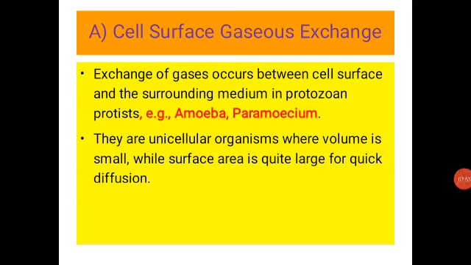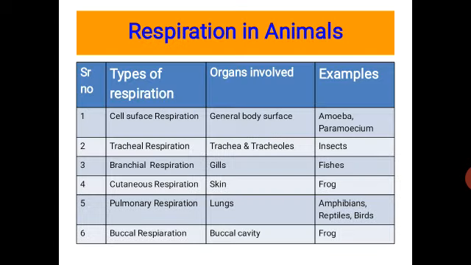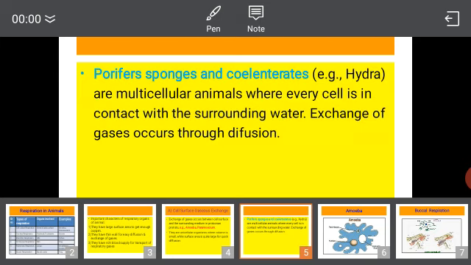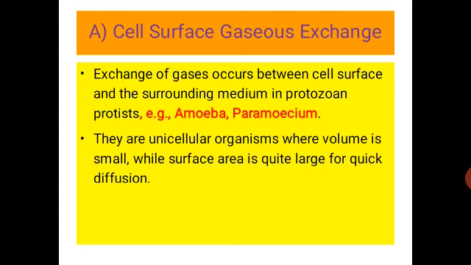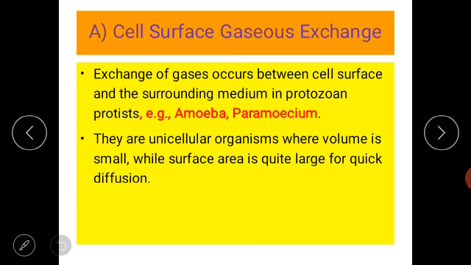So exchange of gases is mainly due to the surface area, and the examples for such cell surface gaseous exchange are amoeba and paramecium. Amoeba and paramecium are responsible for such things. Here exchange of gases occurs between the cell surface of the organism and the surrounding medium in the protozoan.